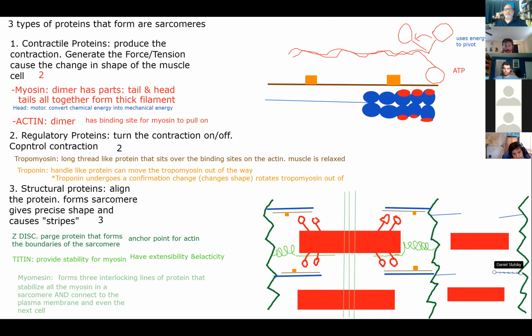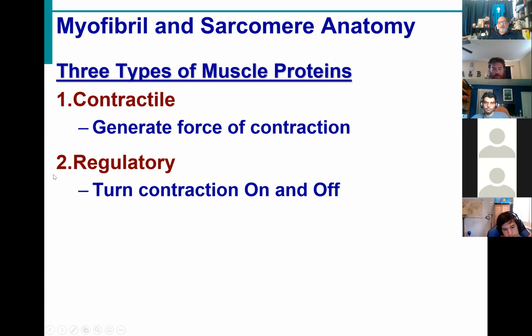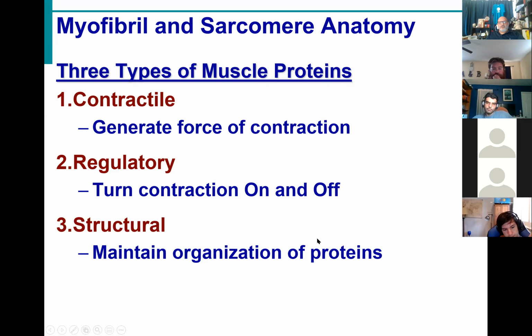And again, if you don't like my art, let's take a look at the pretty pictures from your textbook. Three main types of proteins. First are contractile proteins. These are the ones that generate the force, produce the tension. Regulatory proteins that turn the contractions on and off. And structural proteins that maintain the organization.